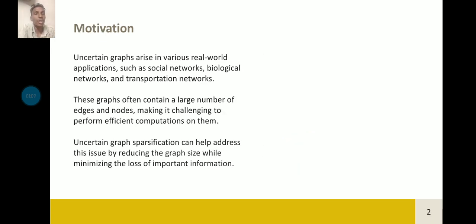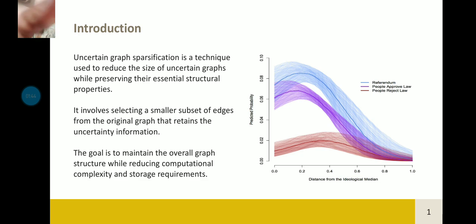Now we will see about motivation. Uncertain graphs arise in various real-world applications such as social networking, biological networks, and transportation networks. These graphs often contain a large number of edges or nodes, making it challenging to perform efficient computation on them. Uncertain graph specification can help address these issues by reducing the graph size while minimizing the loss of important information.